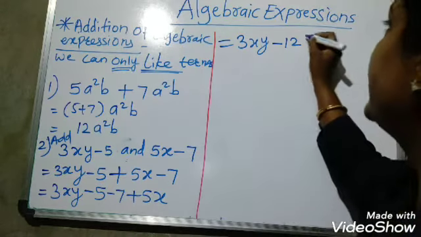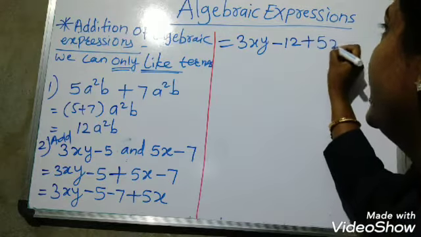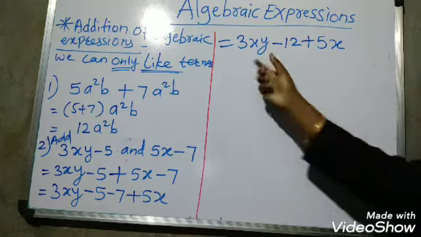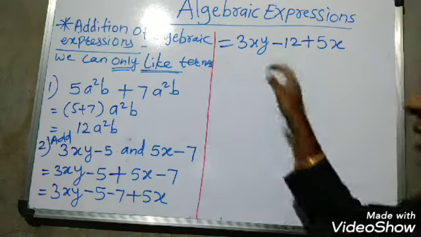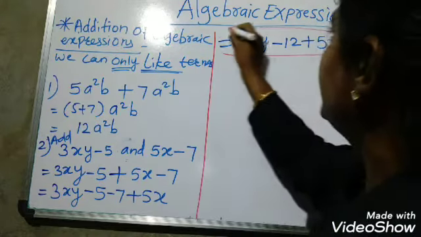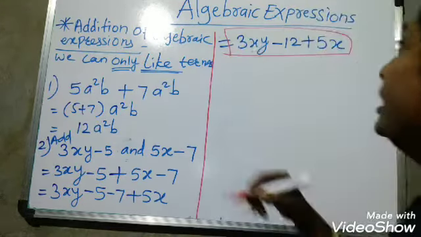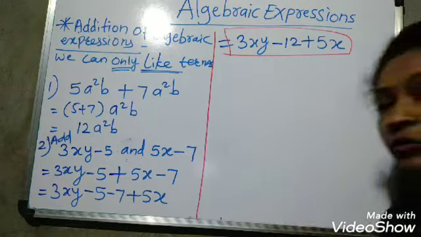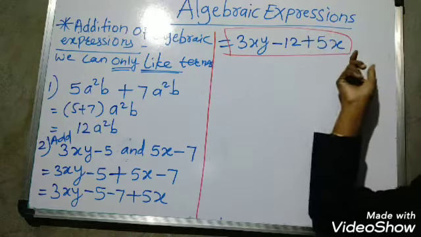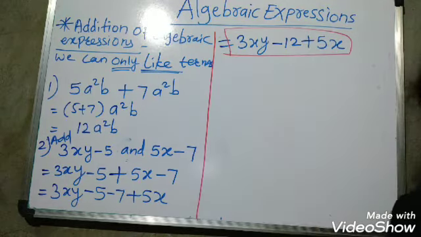Now and plus 5x as it is. Why? Because it is also not having any like terms. Now see, this we can't add. Our answer is 3xy minus 12 plus 5x. Only this much is your answer. Why? Because we can add only like terms. Now like terms are not there. All are unlike terms. So your answer is finished.